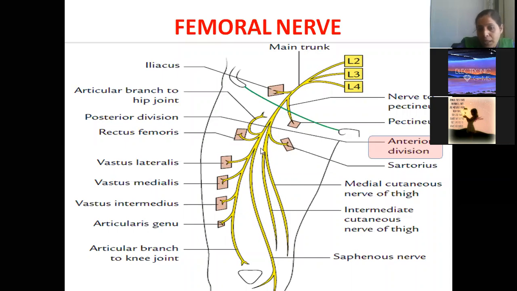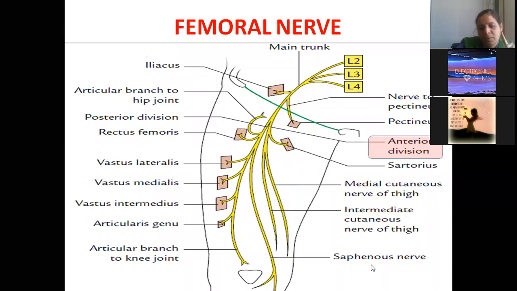Now, the anterior division is all cutaneous except for the muscular branch going to sartorius. The anterior division is now supplying only skin. So what are the branches we have? Medial cutaneous nerve of the thigh, intermediate cutaneous nerve of the thigh. So these are the cutaneous branches coming from which division? Anterior division. Only one muscle is being supplied from the anterior division. What is that? Sartorius. Posterior division is all muscular except one cutaneous nerve.